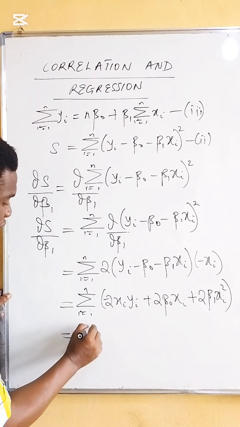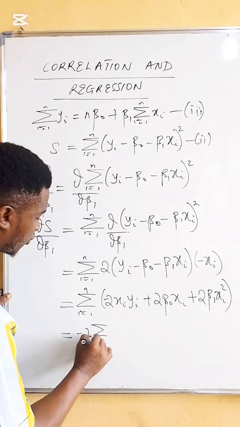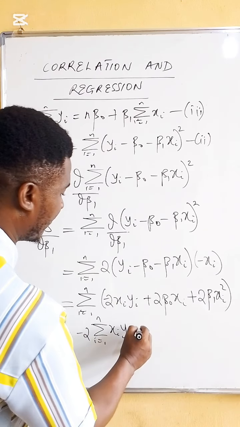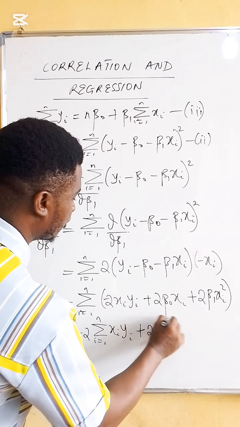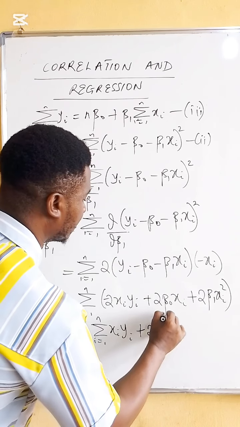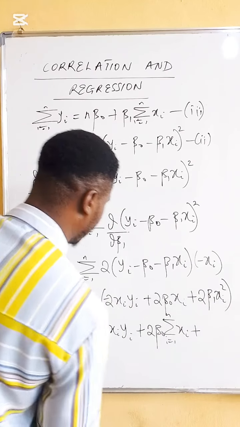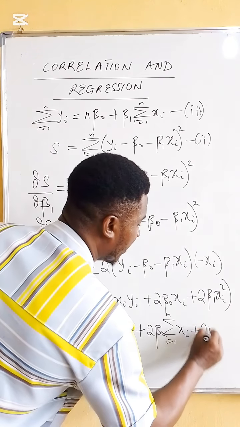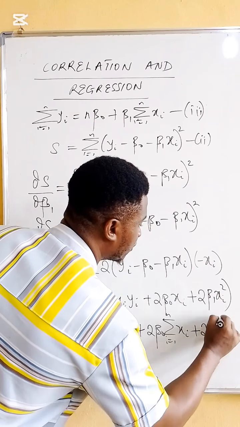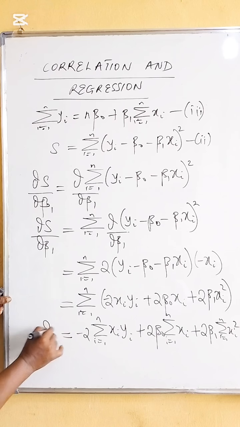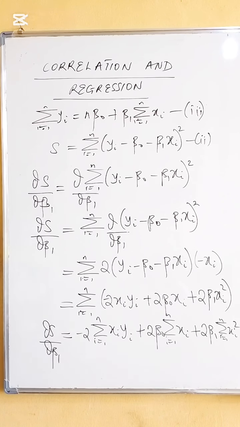2 comes out, minus 2 comes out, and you end up having summation from i equals 1 to n xi yi. Plus 2 comes out, you end up having plus 2 beta naught summation from i equals 1 to n xi here. Then when you have this particular term treated with the summation, you end up having 2 beta 1 summation from i equals 1 to n xi all squared. So this will be the result you get for differentiating this with respect to beta 1. And we are going to be equating this result to 0 and then simplifying. So let's do that quickly.